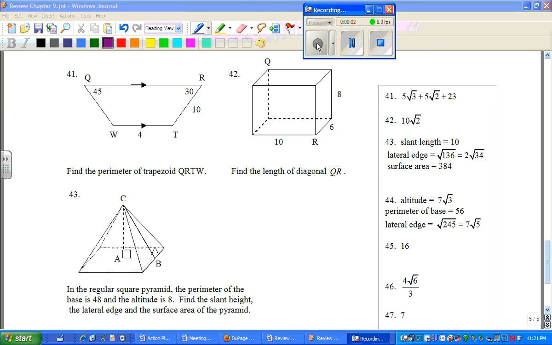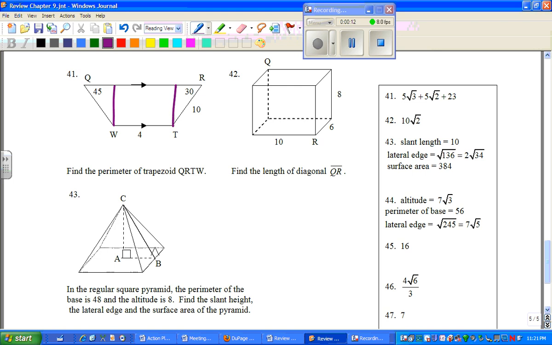This is part 5 of Review Sheet Chapter 9. Let's finish it up here. We have a trapezoid. I'm trying to find the perimeter of the trapezoid. Draw in your altitudes. There's no information over here, so we'll start over here.